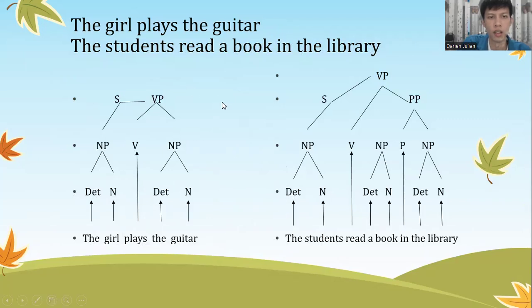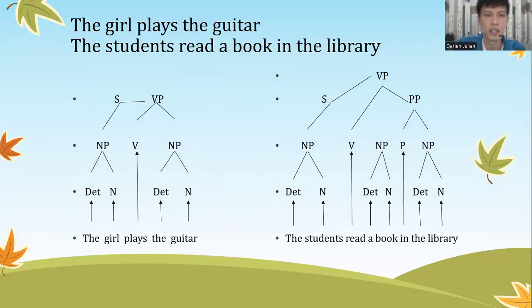Next is: The girl plays the guitar. "The" is a determiner, "girl" is a noun. The girl is a noun phrase. "Plays" is a verb. "The" is a determiner, "guitar" is a noun. The guitar is a noun phrase. Plays the guitar is a verb phrase. The girl plays the guitar is the sentence.